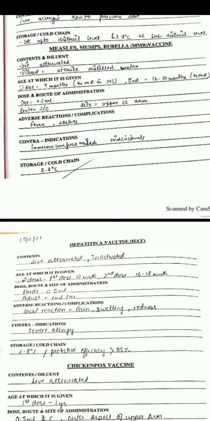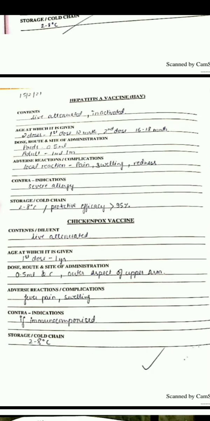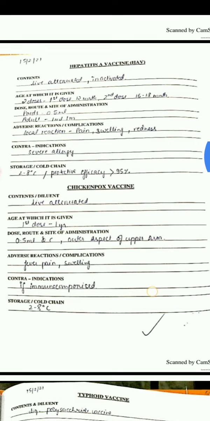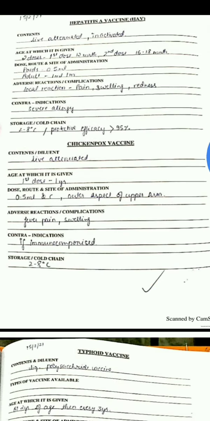Then hepatitis A vaccine, live attenuated and inactivated vaccine. 2 doses, first dose 12 months and second dose 16 to 18 months. Then dose, route and site of administration: it is 0.5 ml. Adult dose is 1 ml IM, and adverse reaction is local reaction, pain, swelling, redness. Contraindication is severe allergy. Then stored at 2 to 8 degrees centigrade with protective efficacy of greater than 95%.